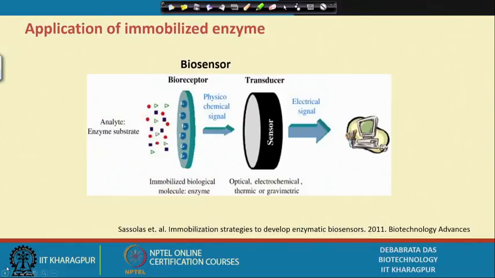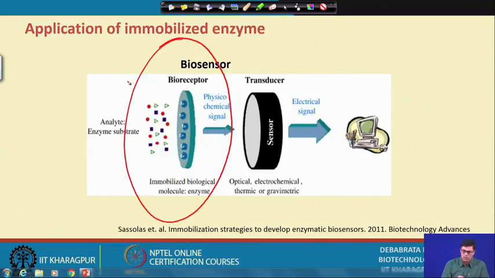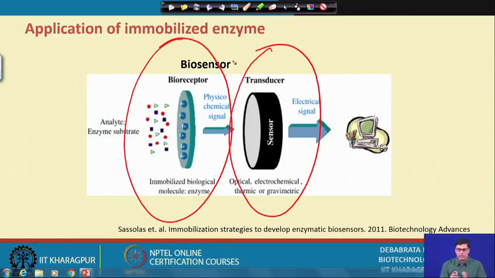Now, as I pointed out, one important application that we have is the biosensor. Now, the question comes, how are biosensors produced? Here in this picture, you will find that there are two parts. One is the bioreceptor, which we call the molecular recognition unit, and the other is called the transducer. So it is divided into two different parts: one is the molecular recognition unit, another is the transducer.